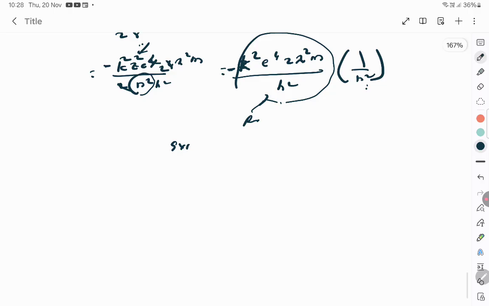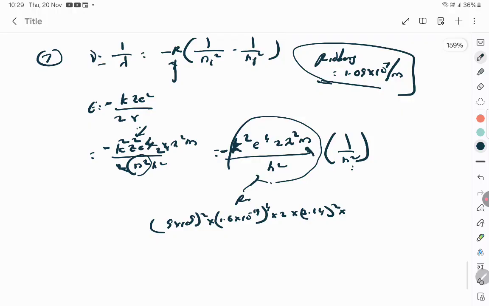What is 9 into 10 to the power 9 the whole square into 1.6 into 10 to the power minus 19 the whole to the power 4 into 2 into 3.14 the whole square into m. What is this m? This m we have taken from r, and for r, it was all about Bohr's postulate. The m is about the mass of the electron. What is Bohr's postulate? An electron revolving around the nucleus.